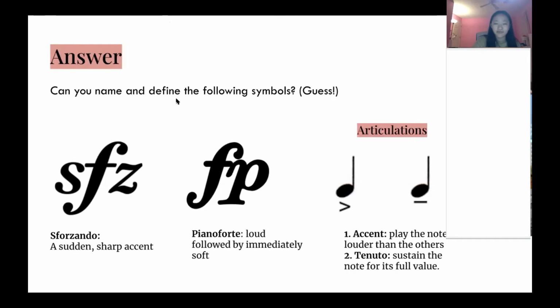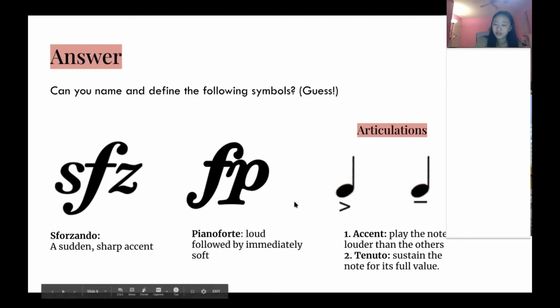Okay, so the first one is sforzando. That's why it's SFZ, and it means a sudden sharp accent. So if you see this on a chord or something, that means you play only that chord very loud. The notes next to that are not as loud. So it's basically like an accent, which you all know, except even stronger.